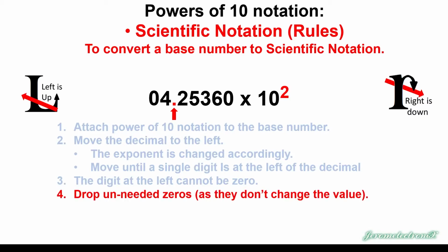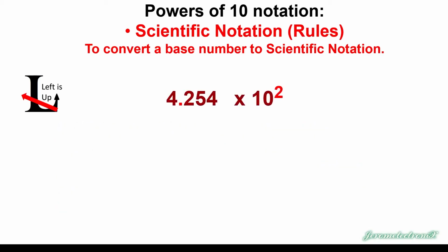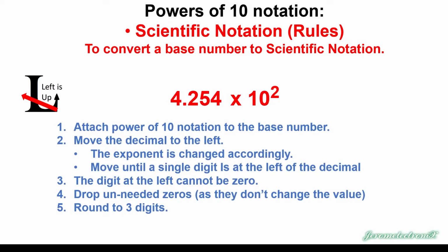The leading 0 there doesn't change the value, and we need to round this number. We round it 3 digits to the right of the decimal. The 4th digit is a 6. That means that 6 will be dropped, but the 3 will be incremented. It will become a 4. So we're going to round to 3 digits. That means that the number is now 4.254 times 10 to the 2nd power. The 2 is the exponent. Okay, so that is how you convert a base number to a scientific notation number.